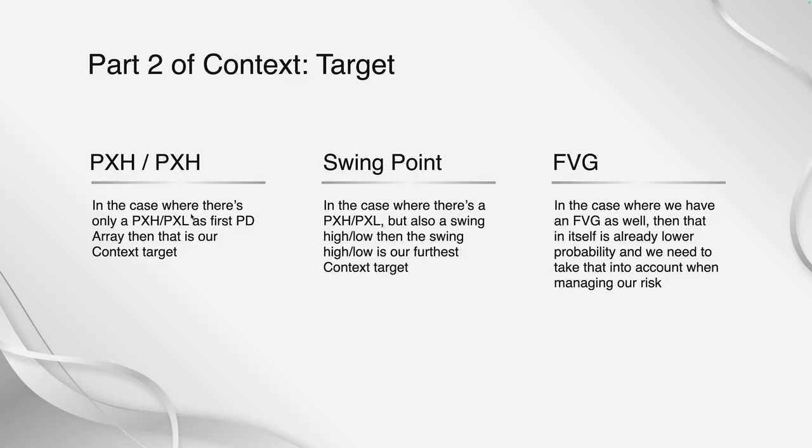Then, in the case where there's only a previous candle high or previous candle low as the first PD array, that is our context target. Now, in order for us to understand that, let's also go over the different points right here.